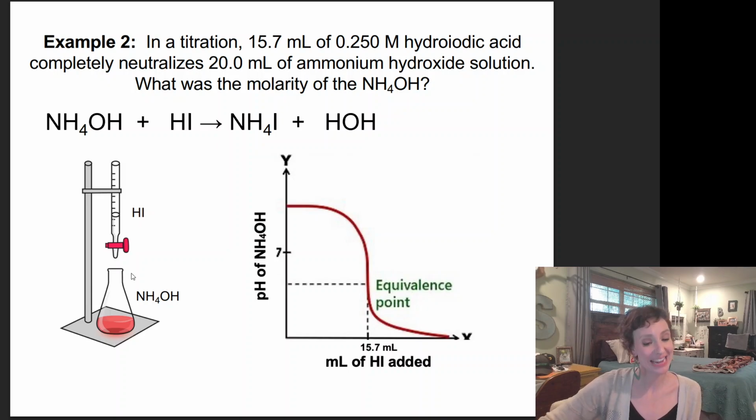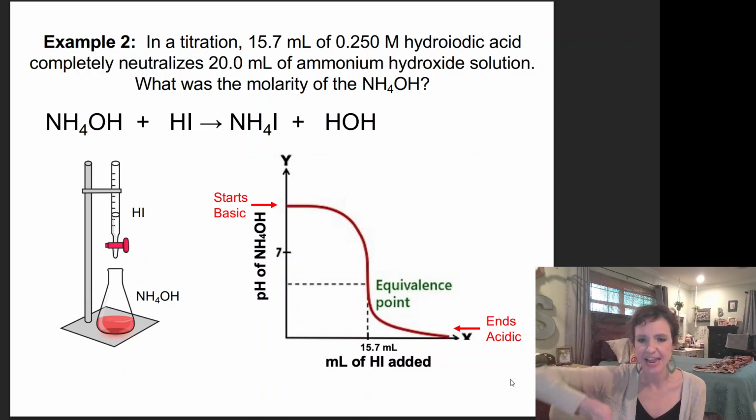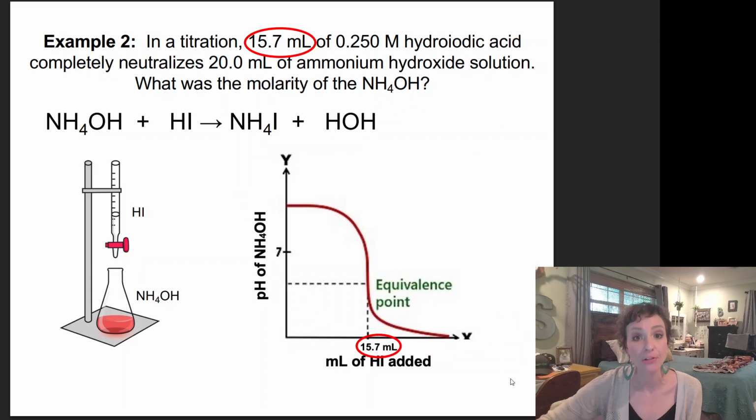I am adding an acid, which means my x-axis is going to be the volume of the acid or the hydroiodic acid that I am adding. So I'm starting basic because I have a base in here. I add acid, so it's going to end acidic, okay? And then I know where my equivalence point will be. On the x-axis, it's going to be at the volume of that titrant that was needed to be dispensed to reach the equivalence point. And the problem told me it was 15.7 milliliters.